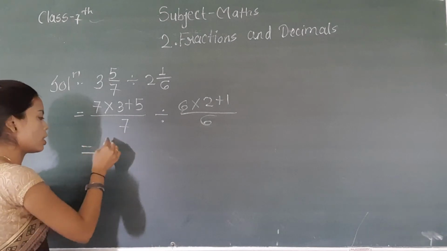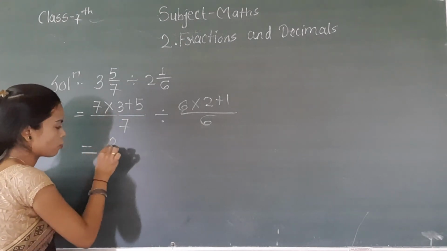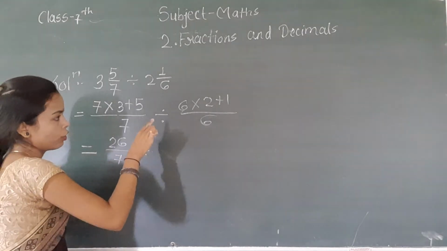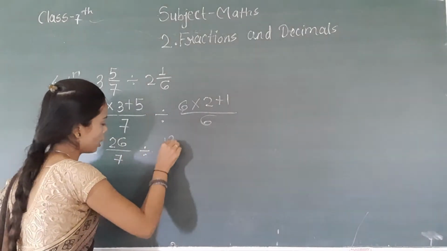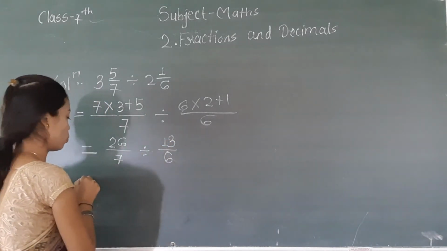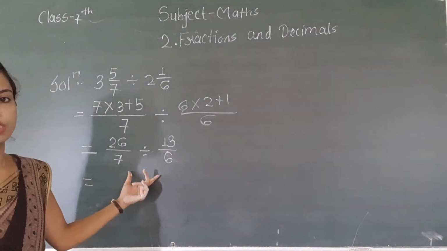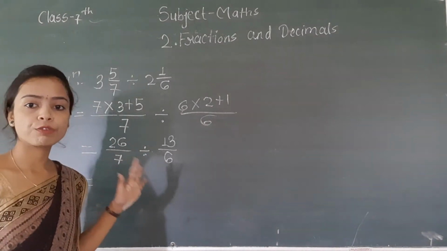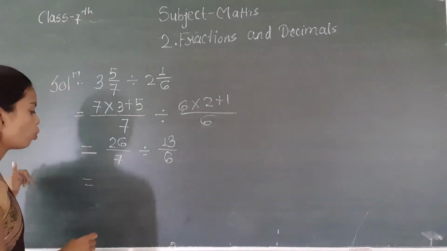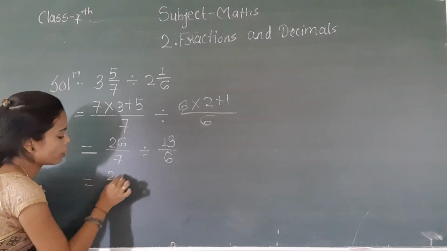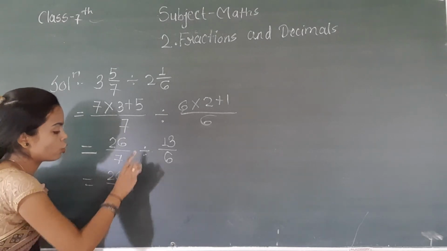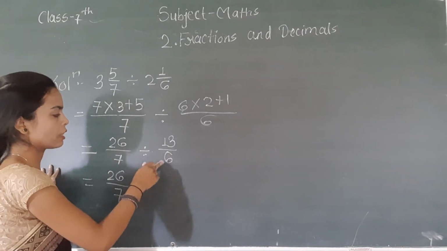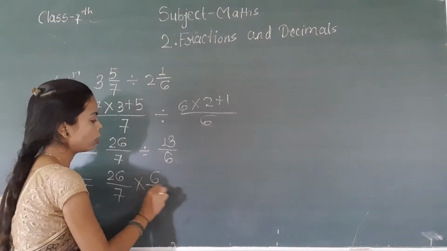So 7 into 3 is equal to 21 plus 5 that is 26 and in the denominator it's 7 divided by 12 plus 1 that is 13 and in the denominator is 6. So now this is changed into a division of two improper fractions. So now you have to change your division symbol with the multiplication symbol. So what will you do? You write your first fraction as it is. Change your division symbol with the multiplication and write the reciprocal of 13 upon 6. That is your second fraction, that is 6 upon 13.